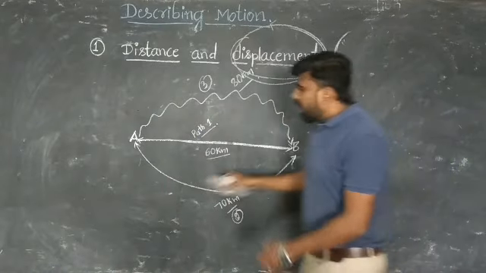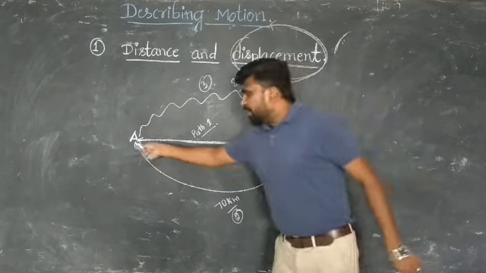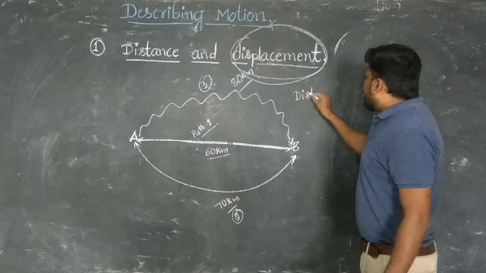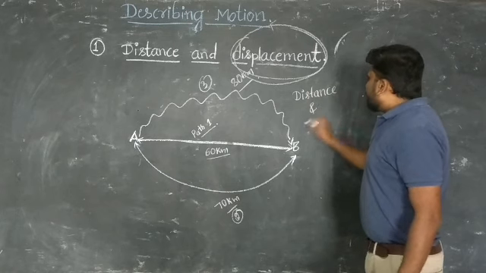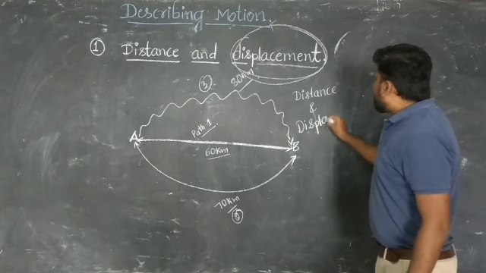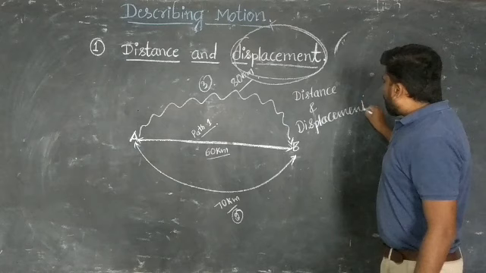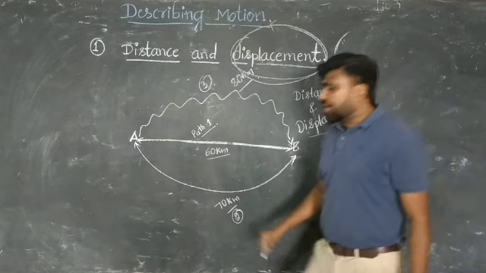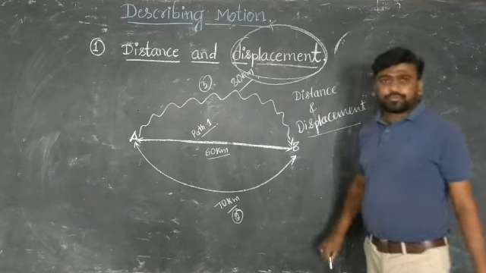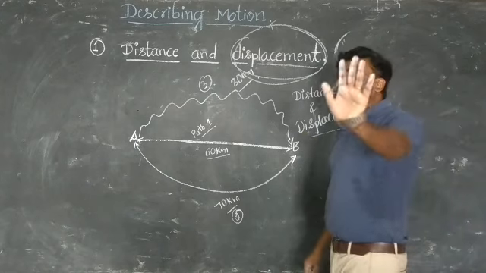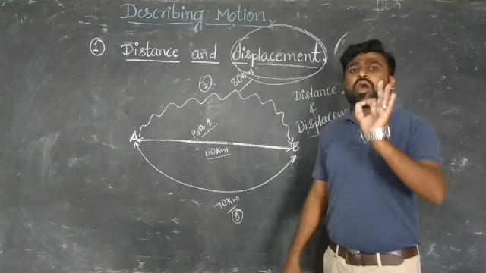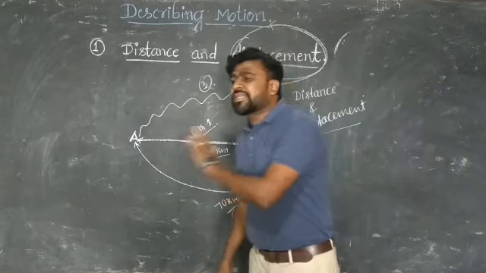See, I will give another example. A to B. Here you have to find out the distance and displacement. We are going to find out the distance. Another one is displacement. See, now I am going to travel from Kadur to Shimoga by path 3. It is one question. Now I am going to travel from Kadur to Shimoga by path 3. Then what is the distance and what is the displacement?